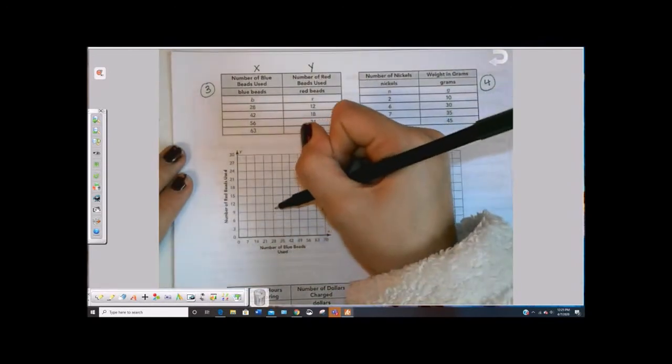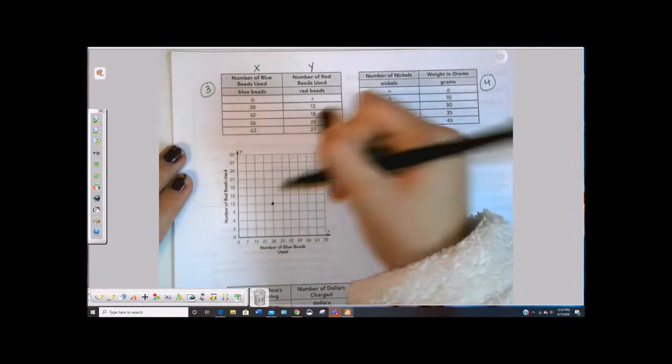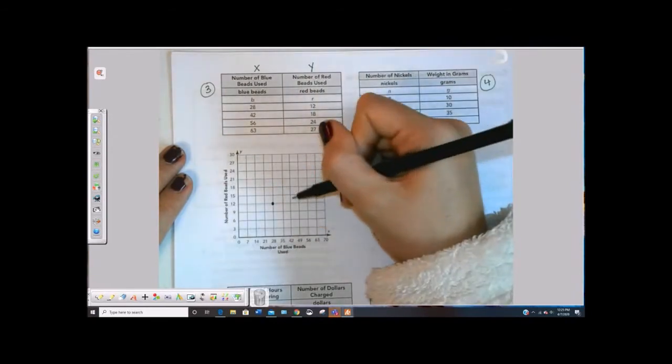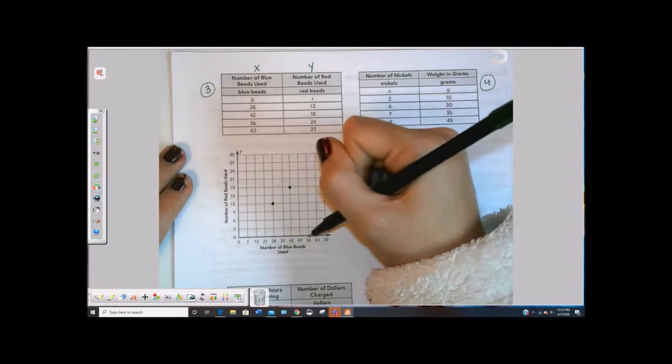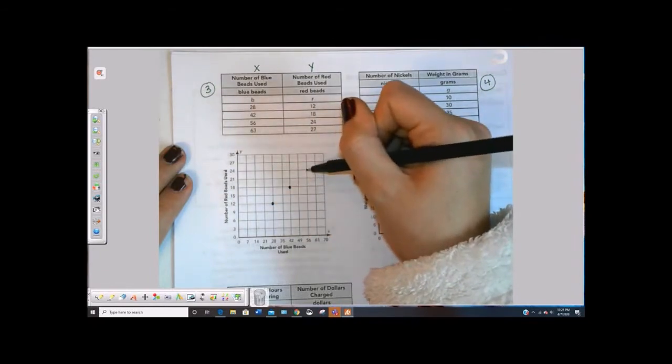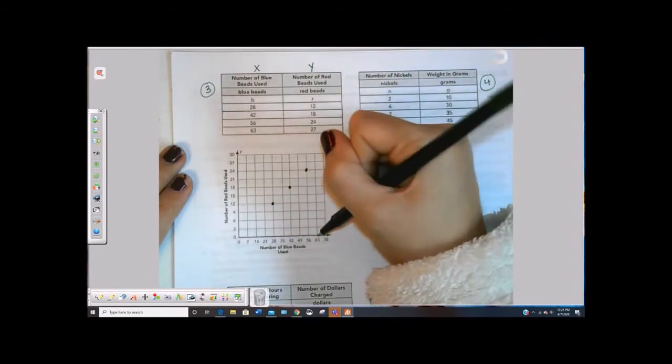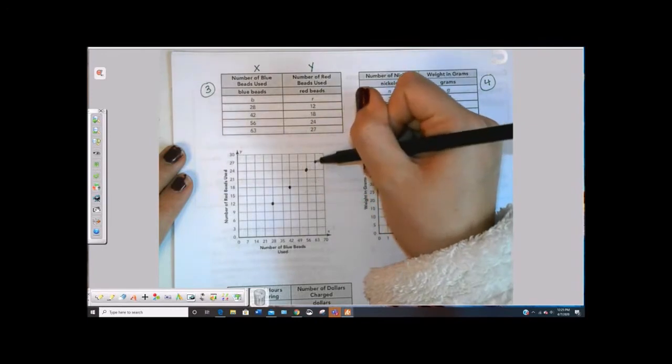And my first point, 28, 12, 42, 18, 56.24, and 63.27.